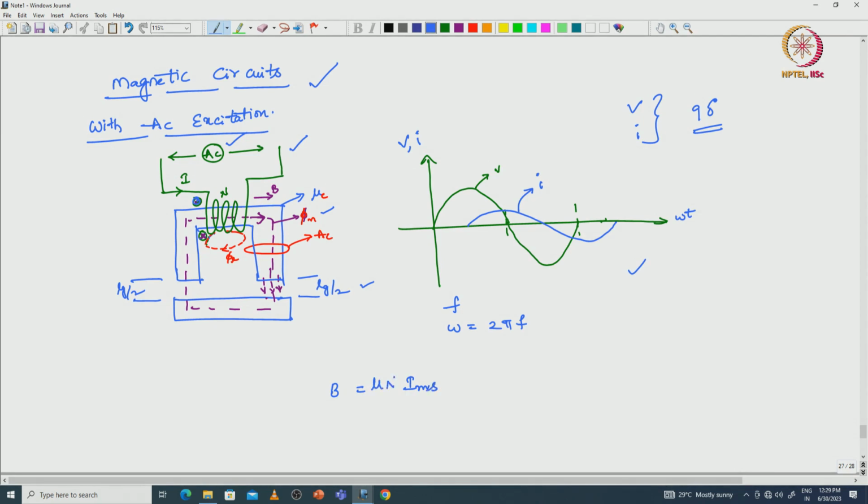B equals mu n I, where we have to calculate the RMS quantity instead of the peak or average. So, B equals mu n I with the RMS quantity, and the remaining things will be the same. Here the RMS quantity we can calculate as V by impedance, and based on that we can calculate.